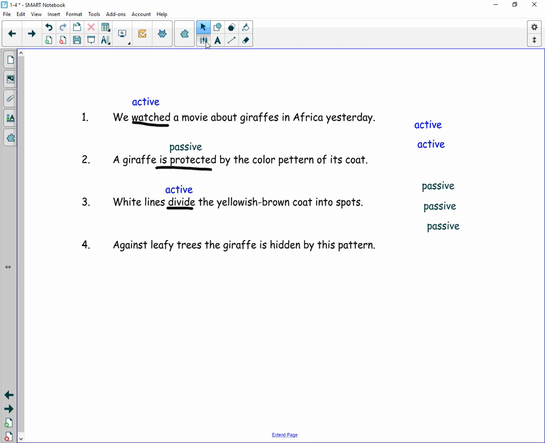If I was going to make it passive, I would say the yellowish-brown coat is divided into spots by white lines. And finally, against leafy trees, the giraffe is hidden by this pattern. Is is a form of be, hidden is past tense, by is part of the passive voice, so it is a passive voice verb. To make it active, you use the word after by as the subject. So this pattern hides the giraffe against leafy trees.